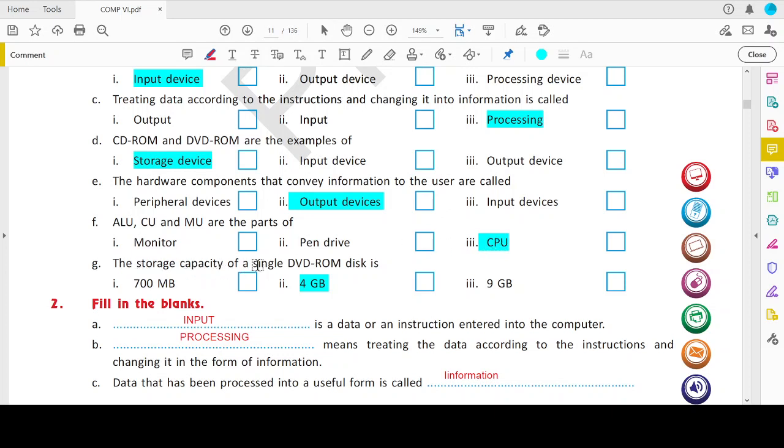The storage capacity of single DVD-ROM is 4 GB. The storage capacity of single DVD-ROM is 4 GB, not 700 MB or 9 GB. DVD-ROM has got a minimum storage capacity of 4 GB.